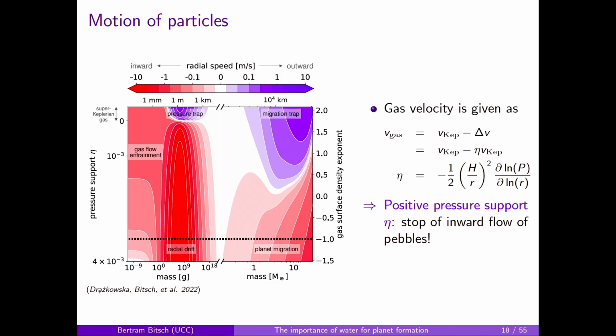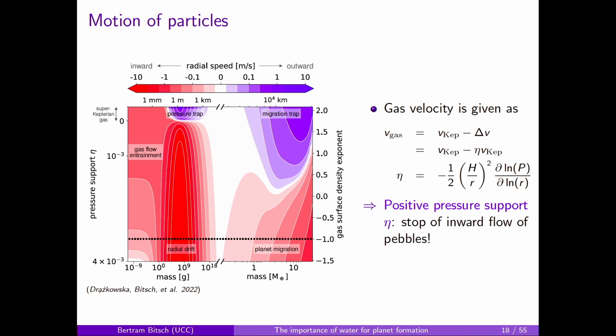But of course, we can actually calculate this inward drift, because you would lose all your material on a very short time scale of, let's say, 100, 200,000 years. So how can we still observe disks? The disks are millions of years old, but they're full of pebbles. What happens? What stops these pebbles? And this is what can happen in so-called pressure traps.